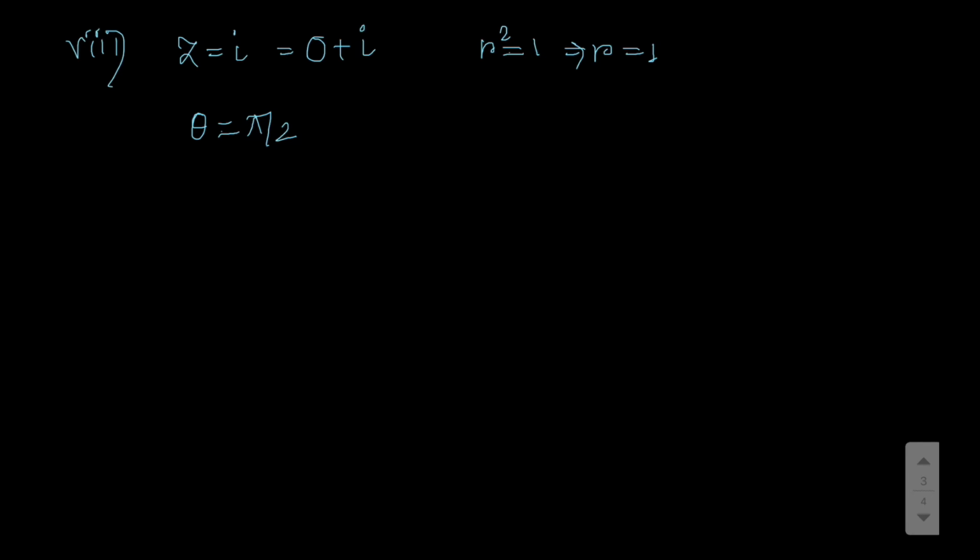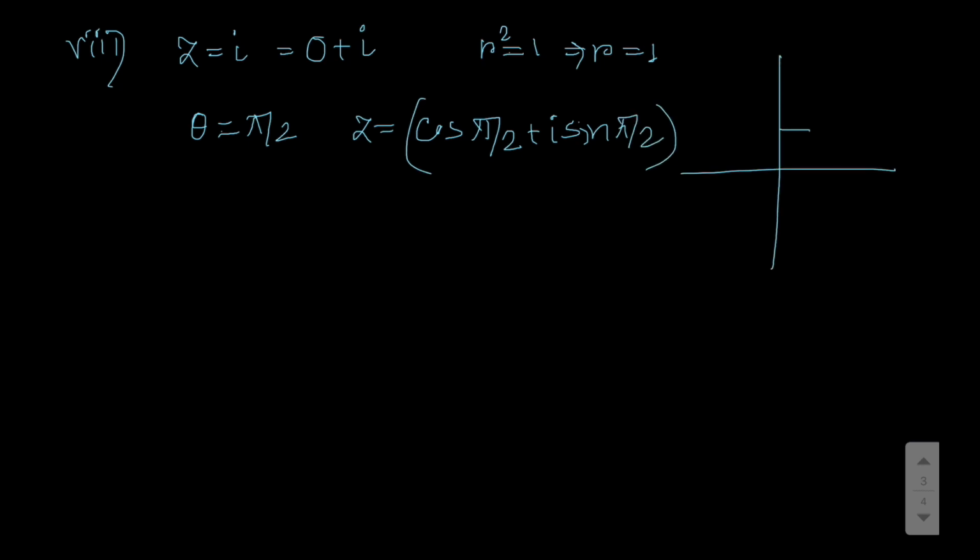So as theta equal to pi by 2, the polar form will be, as r equal to 1, cos pi by 2 plus i sin pi by 2. It's very easy. And here the diagram, this one is pi by 2, so that is y, y dash, x dash and x, that one 0. So here r equal to 1 and angle XOP equal to pi by 2.